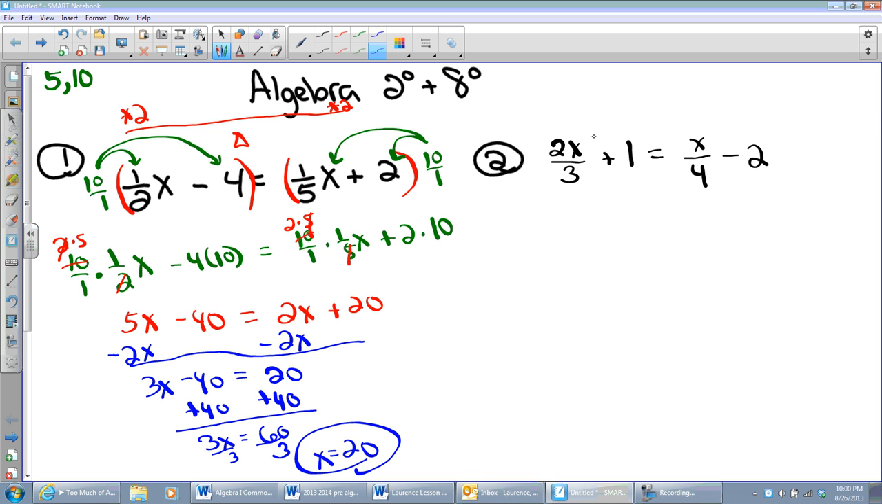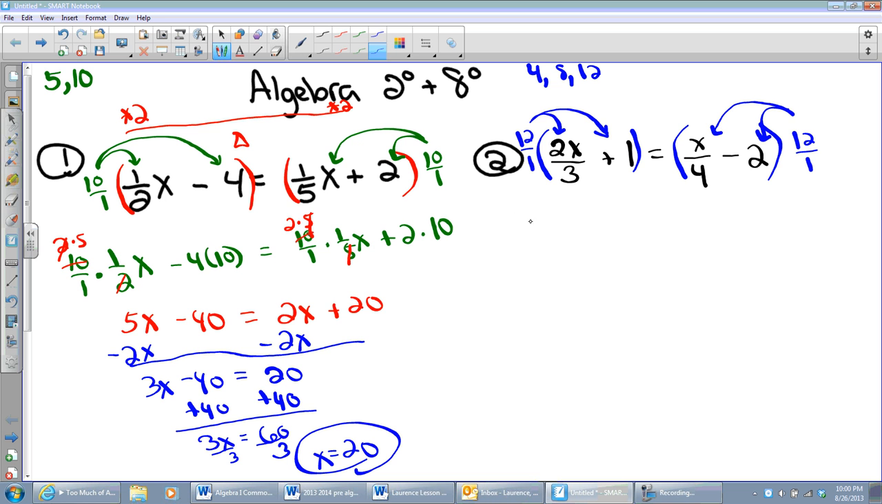Same idea. I'm going to multiply both sides by a number that will get rid of both my denominators. Well, if you can't see it, count by the larger denominator. 4, 8, 12. Stop. It looks like 12 is the number that will get rid of both. And I'll distribute. And then I'll multiply by 12 over here.